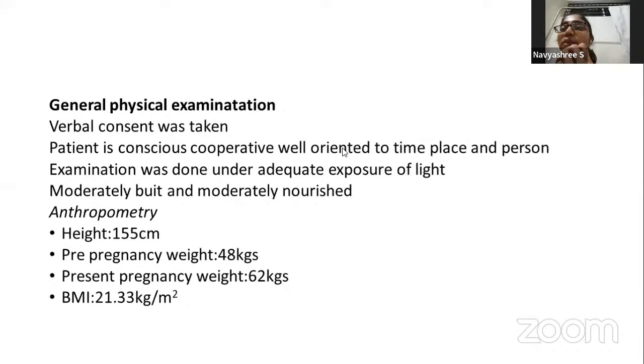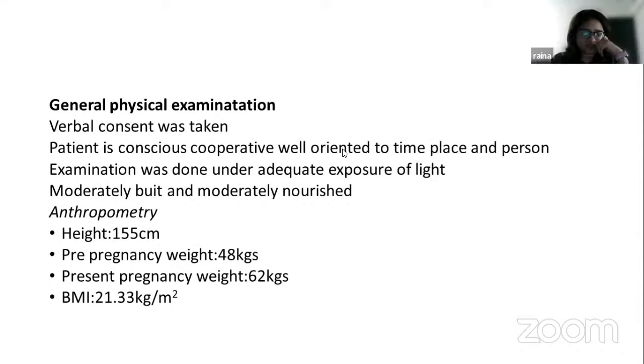The woman was conscious, cooperative, well-oriented to time, place and person. Examination was done under adequate exposure of light. She was moderately built and moderately nourished. Her anthropometric calculations: her height was 155 centimeters and her pre-pregnancy weight was 48 kg, and her present pregnancy weight is 62 kg. Her BMI is 21.33 kg per meter square.